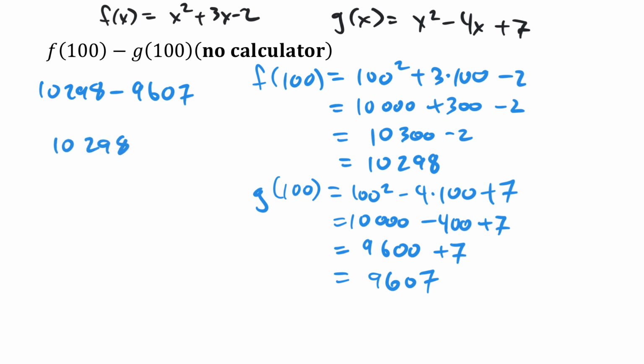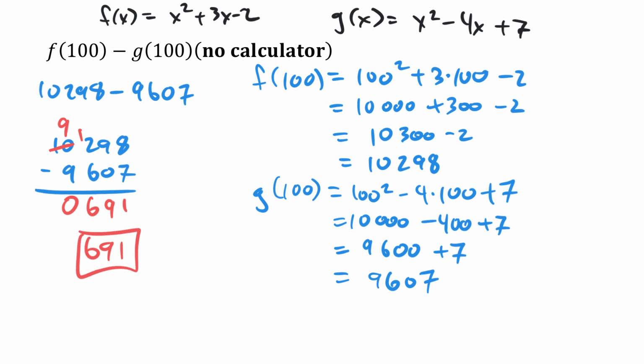We're probably going to have to stack this. So using our skills of subtraction, we stack it. Then 8 minus 7 is going to be 1. 9 minus 0 is 9. 2 minus 6 we can't do, so we have to borrow. We'll borrow from the 10. 12 minus 6, that will be 6. And 9 minus 9 is 0. So we get 691.